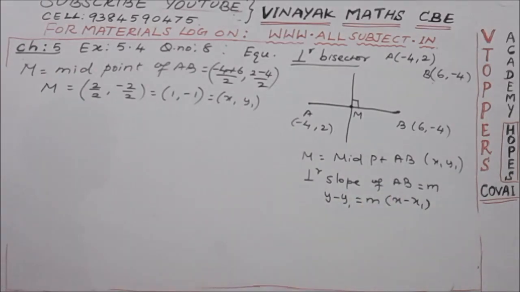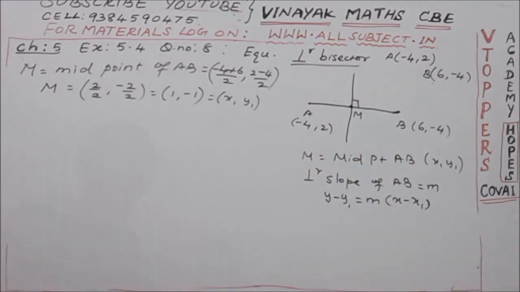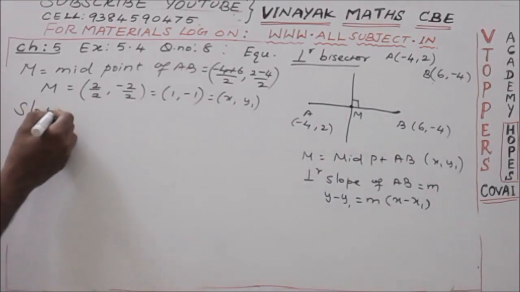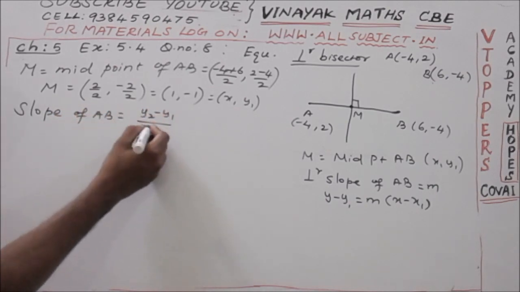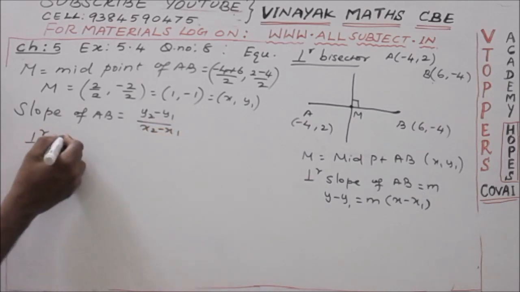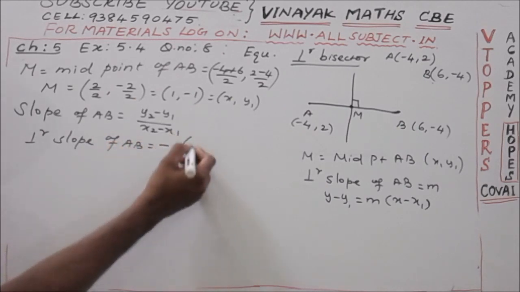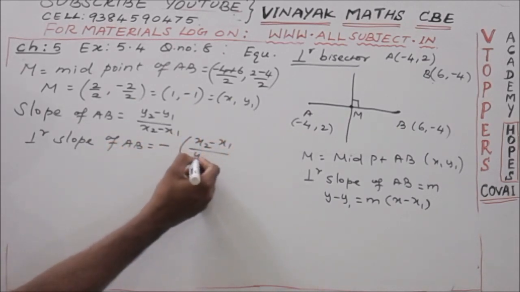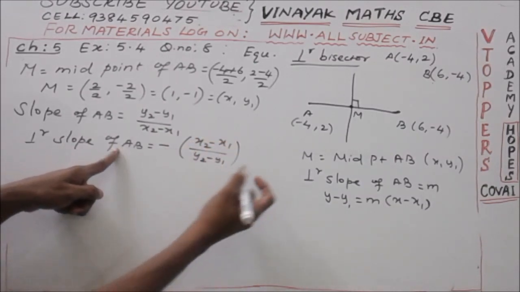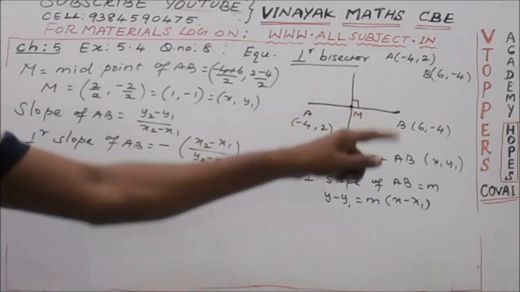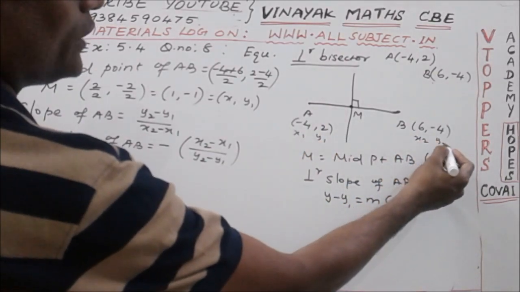x1 and y1 are applied here. And we need the m value. m is nothing but the perpendicular slope of AB. So find the slope of AB. Slope of AB equal to y2 minus y1 by x2 minus x1, and the perpendicular slope of AB equal to minus of x2 minus x1 by y2 minus y1, by use of the points A and B. A is minus 4, 2 and B is 6 comma minus 4. Here A is x1 y1 and B is taken as x2 y2.